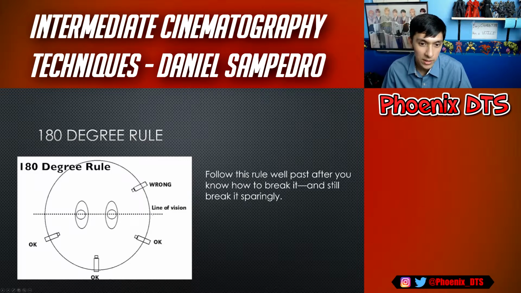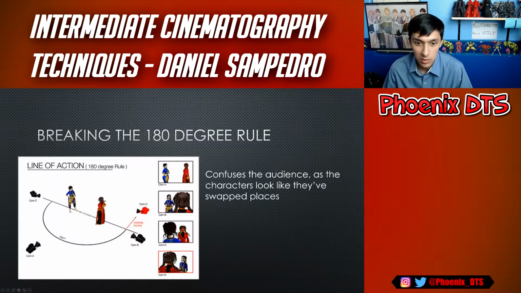Just don't. All right. So this is basically what it is: you have your two characters, and then imagine there's a line going right through them. The camera will only be shooting on one side of them, or else it just looks like they swap places. So basically, this is our line. This is where all the cameras are. If you put a camera over here, that's wrong. Don't do that.